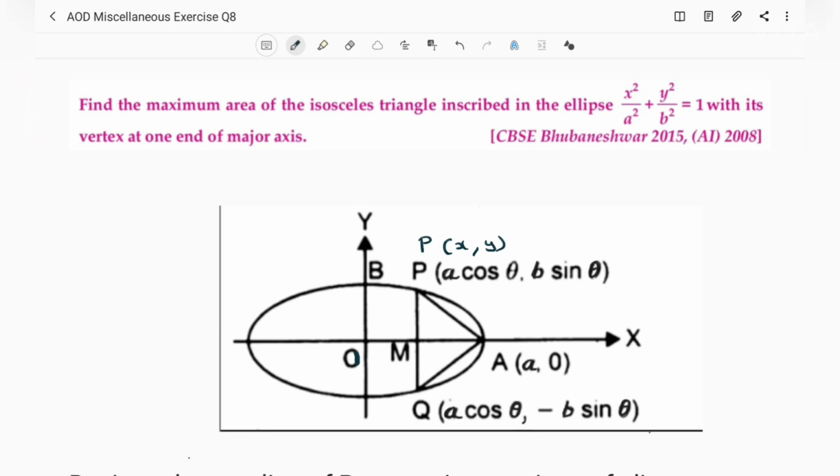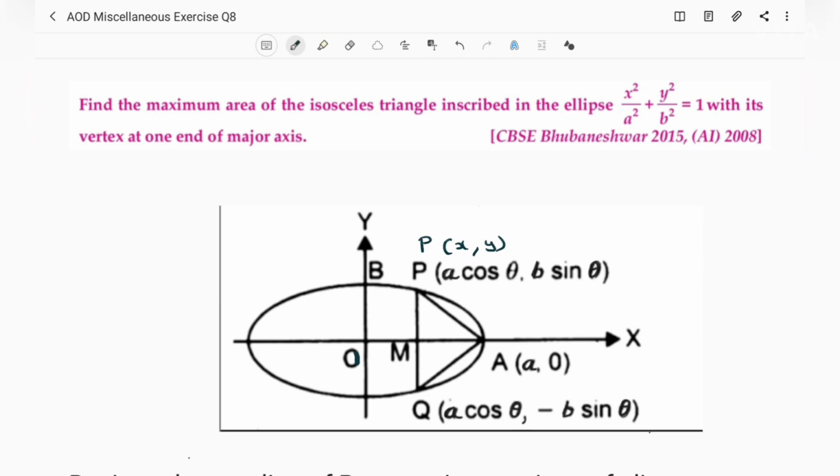Dear students, in this session we will discuss miscellaneous exercise question number 8 from applications of derivatives. Find the maximum area of the isosceles triangle inscribed in the ellipse x square by a square plus y square by b square equal to 1 with its vertex at one end of the major axis.